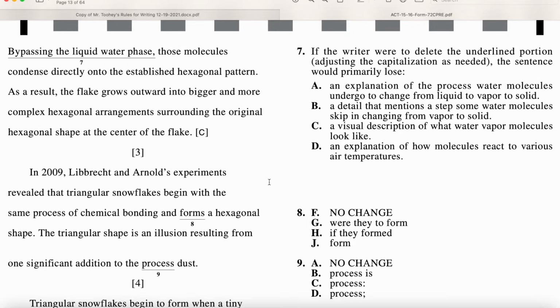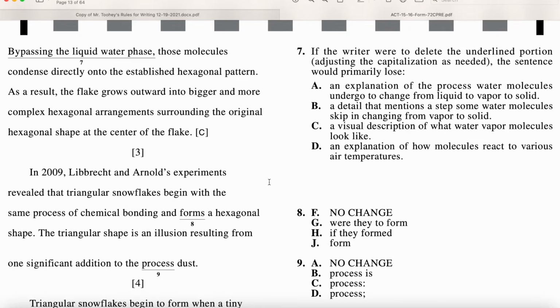Now they're doing two things. The triangular snowflakes begin with the same process of chemical bonding, and they're also forming a hexagonal shape. So are triangular snowflakes singular or plural? The snowflakes, so that's plural. That's plural, so we need a plural verb. Now, some students might look at F and be like, oh, forms, there's an S at the end.